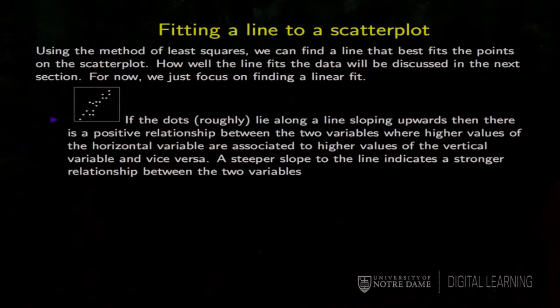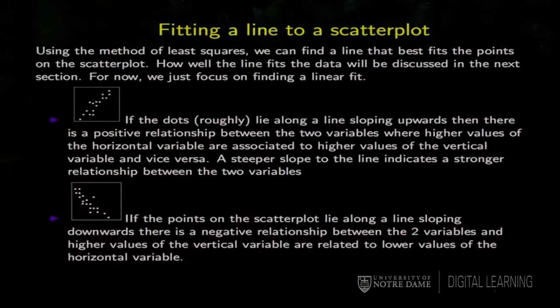In general, if we have a scatter plot and the dots roughly lie along a line sloping upwards, then there's a positive relationship between the two variables, where higher values of the horizontal variable are going to be associated with higher values of the vertical variable and vice versa. And of course, a steeper slope to the line indicates a stronger relationship between the two variables.